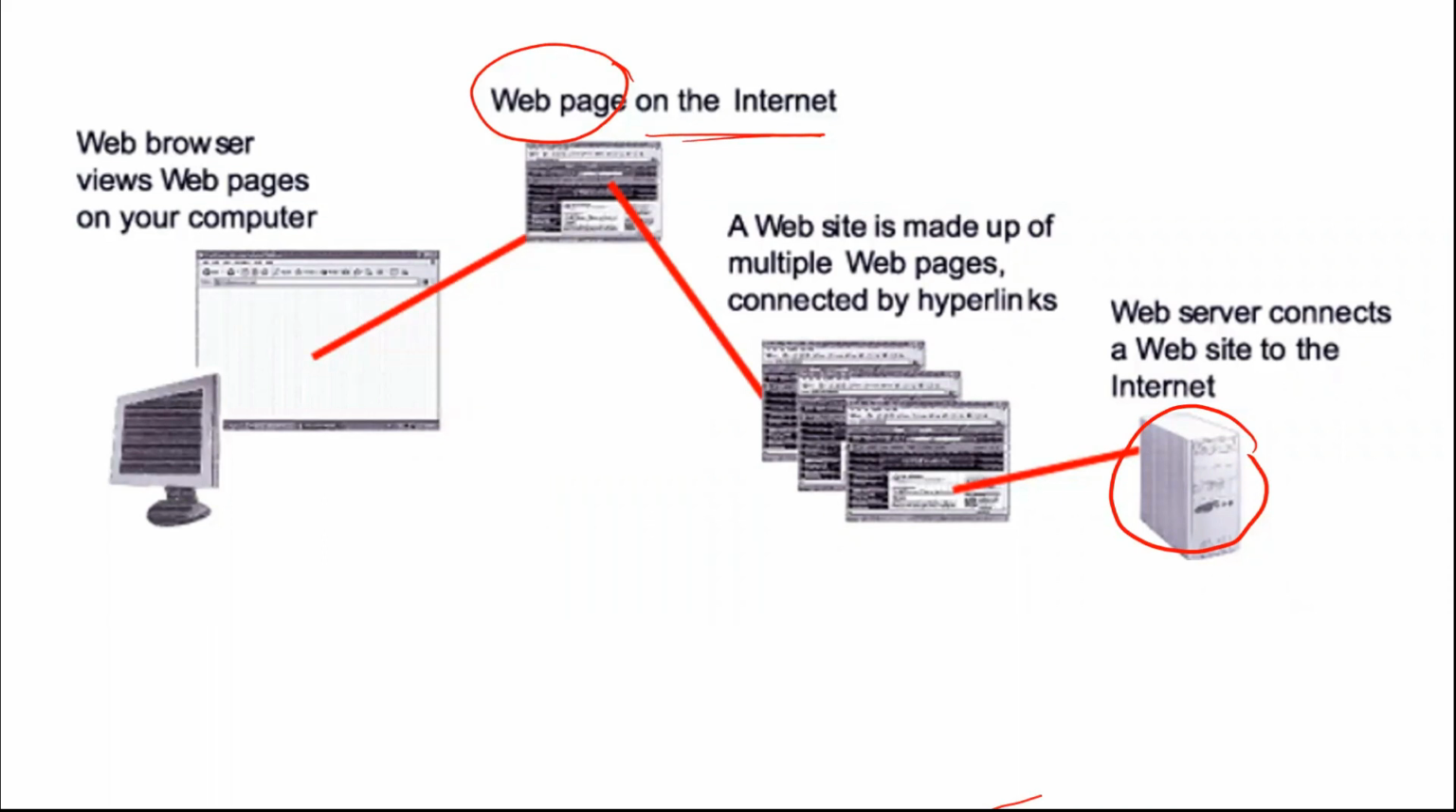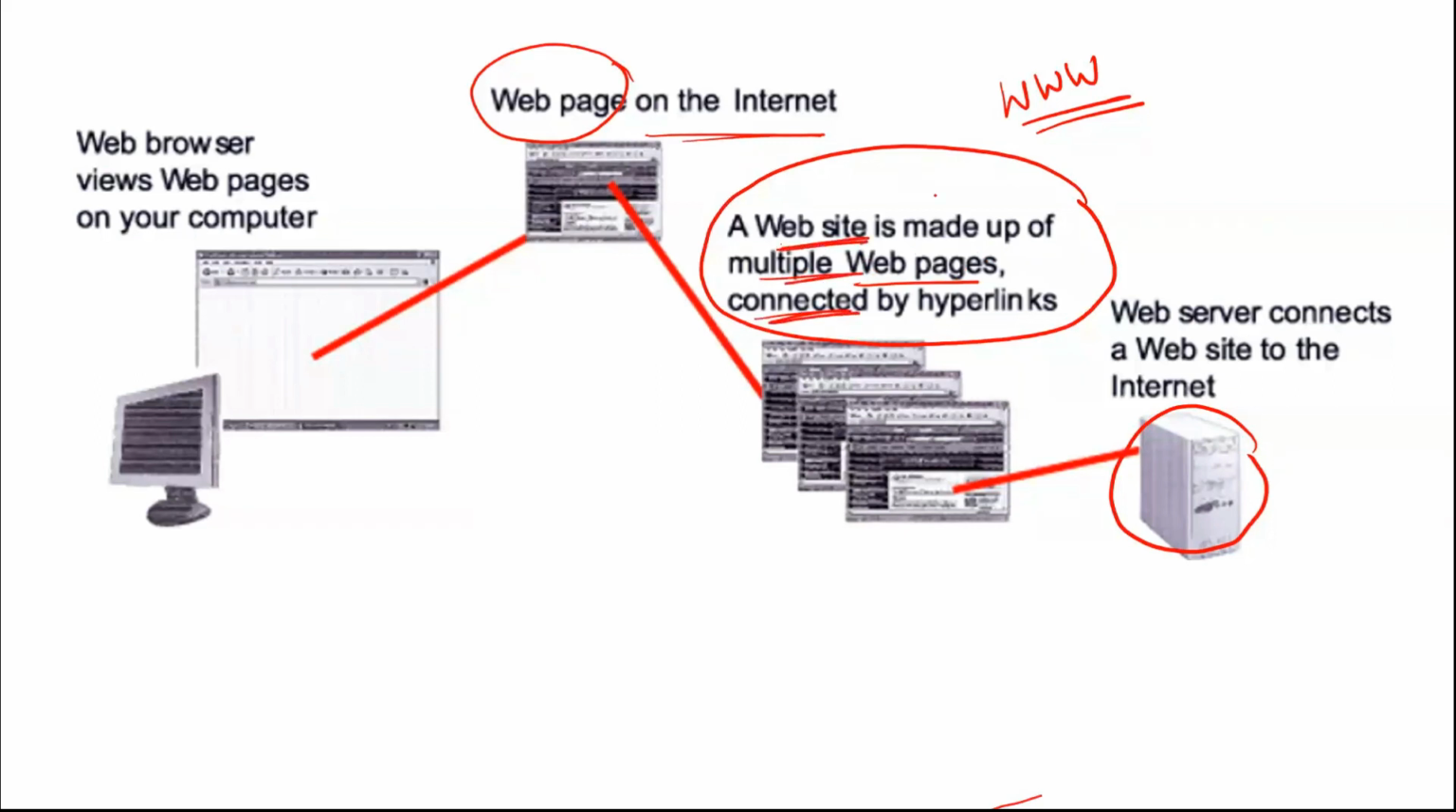Now, we understood what a web server is. Now the website, what is a website? A website is made of multiple web pages connected by hyperlinks. Just look at this. We said a collection of web pages is the World Wide Web. Here we are saying a collection of multiple connected web pages is a website. So that makes it contradictory. Don't worry, we will come to this.